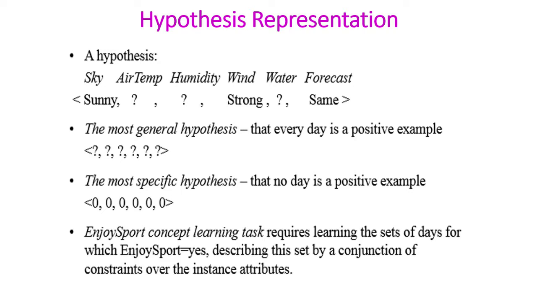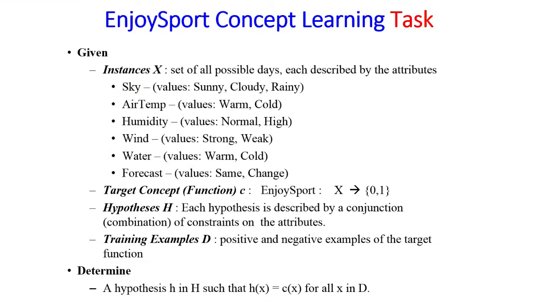Enjoysport concept learning task requires learning the set of days for which Enjoysport is yes, describing this set by a conjunction of constraints over instance attributes. Enjoysport learning task requires that learning set need to be positive. Enjoysport concept learning task. We are studying what is the task of machine in case of Enjoysport concept learning.